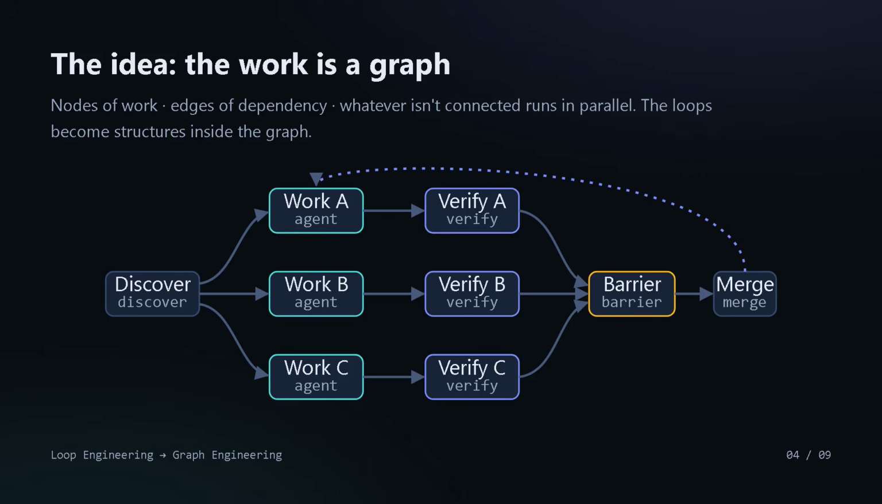The idea of graph engineering is simple. Describe the work as a graph: nodes of work and edges of dependency. Whatever is not connected by an edge runs in parallel. And notice, the loops don't disappear. They become structures inside the graph.